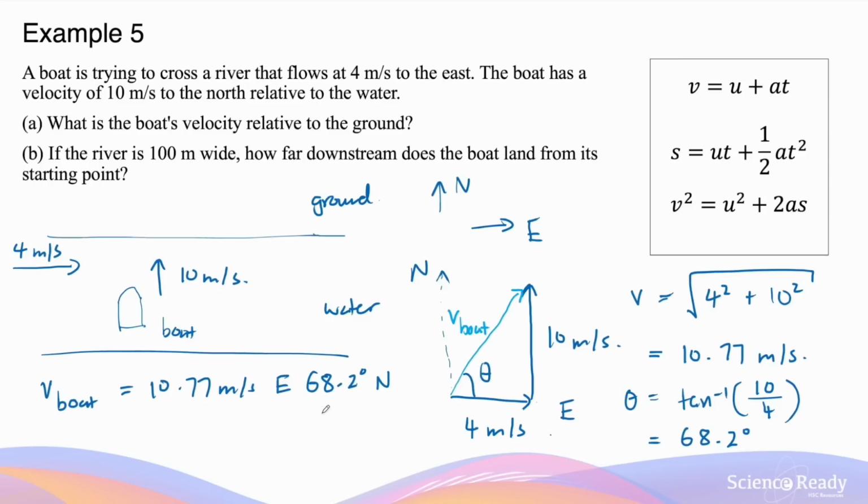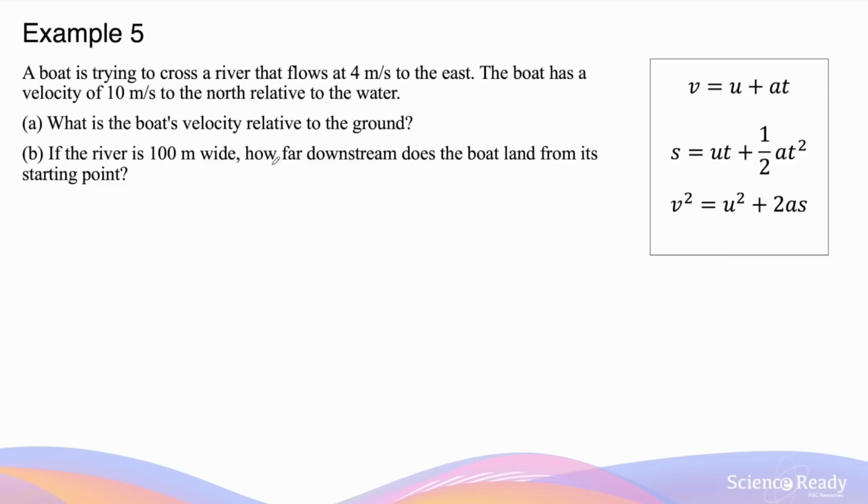This angle starts off from the horizontal vector, which is east, and goes towards the vertical vector, which is north. Alternatively, you can also describe the direction by finding the alternative angle here between the north vertical vector and the velocity of the boat relative to the ground. In which case, the angle will be north 21.8 degrees east. In either case, the directions are equivalent.